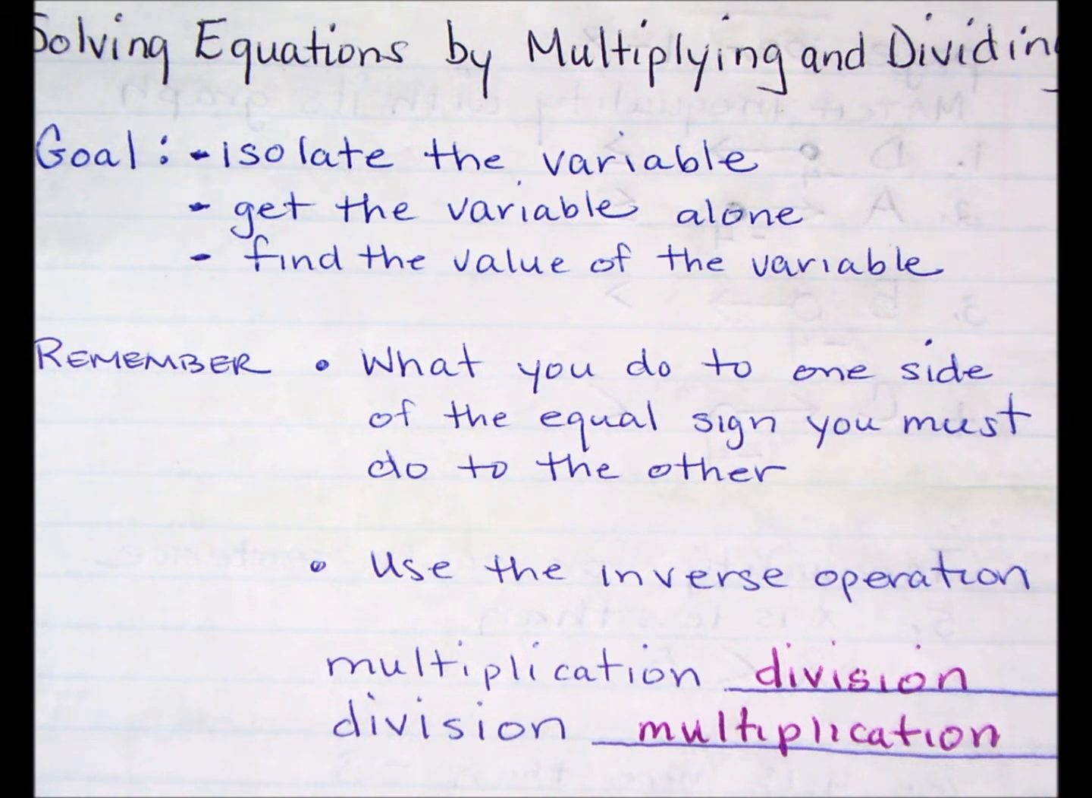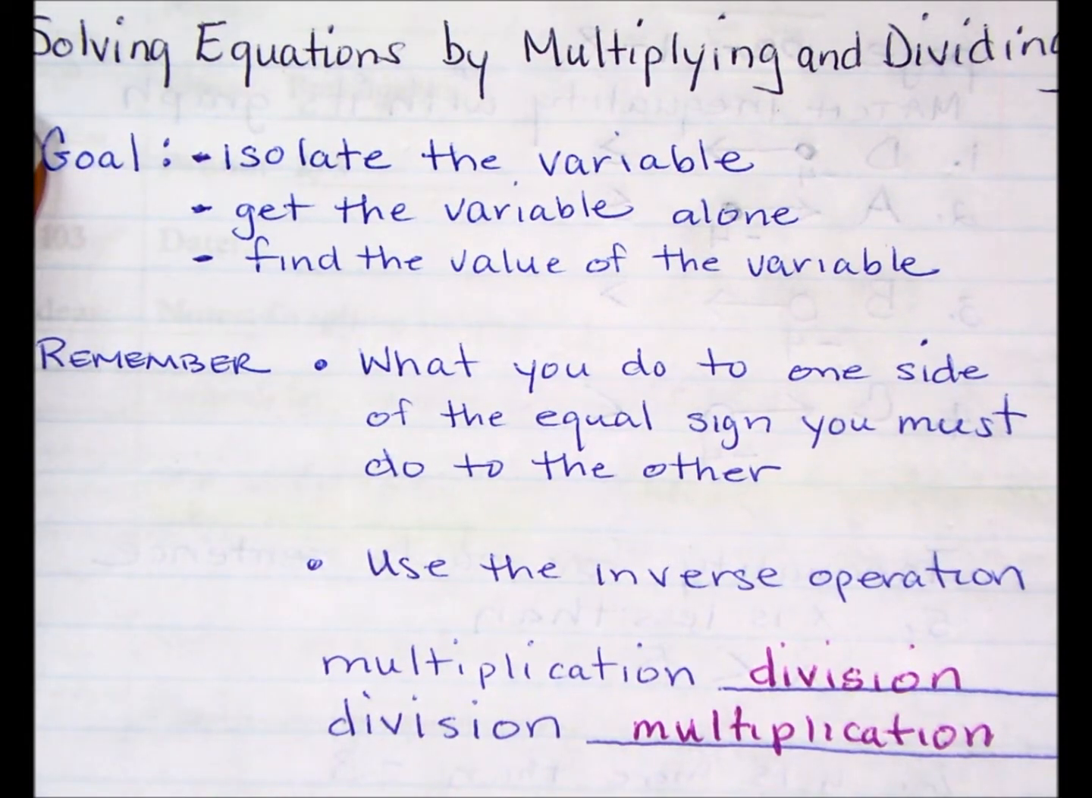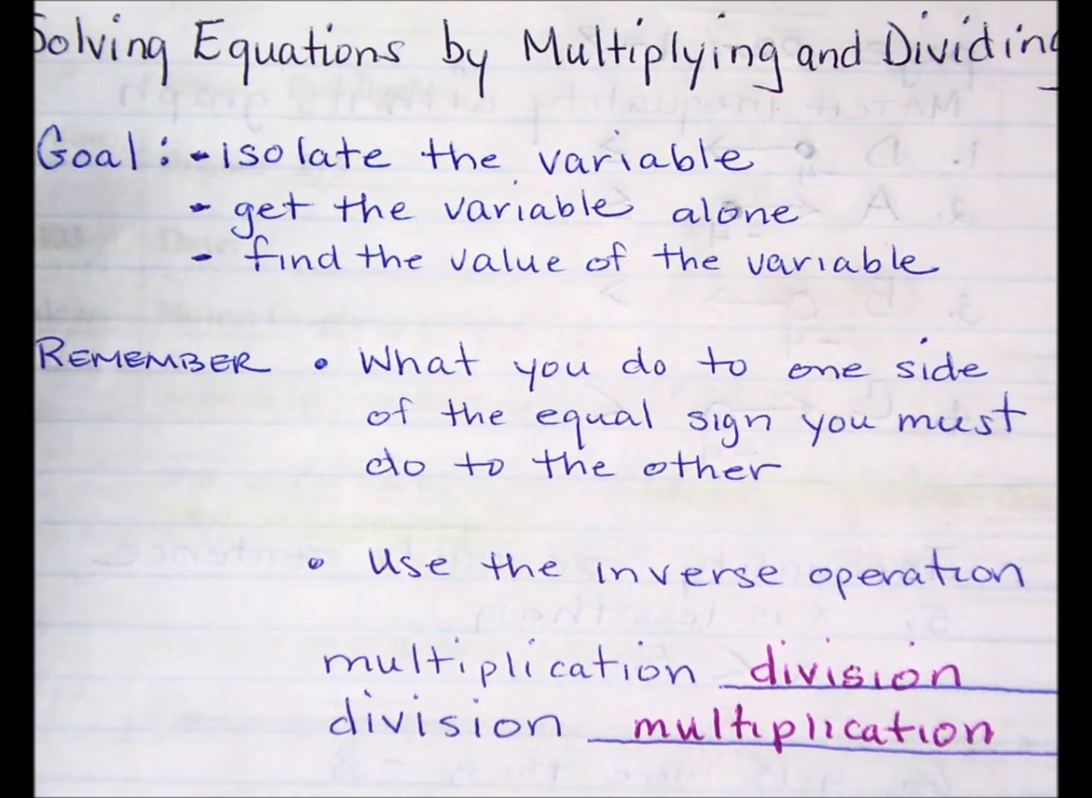Just like in solving equations by adding and subtracting, our goal is to isolate the variable, to get the variable by itself so that we can find out what its value is. You need to remember that what you do to one side of the equal sign, you must do to the other side. So how do we solve these equations?